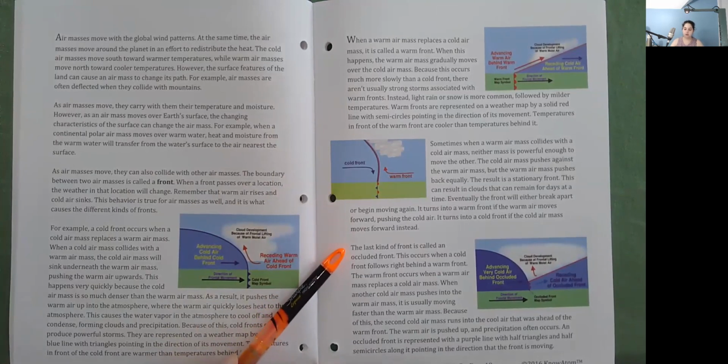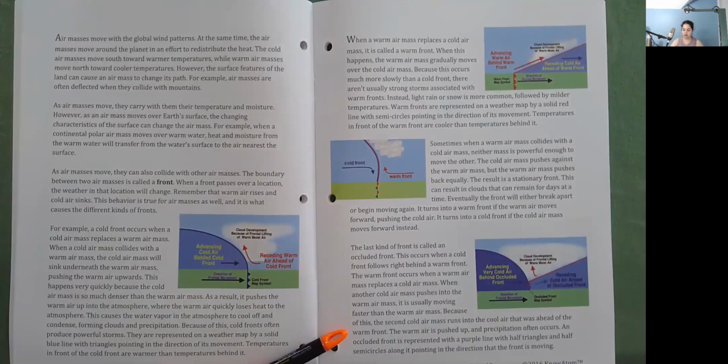The last kind of front is called an occluded front. This occurs when a cold front follows right behind a warm front. The warm front occurs when a warm air mass replaces a cold air mass. When another cold air mass pushes into the warm air mass, it is usually moving faster than the warm air mass. Because of this, the second cold air mass runs into the cool air that was ahead of the warm front. The warm air is pushed up and precipitation often occurs. An occluded front is represented with a purple line with half triangles and half semicircles pointing in the direction that the front is moving.